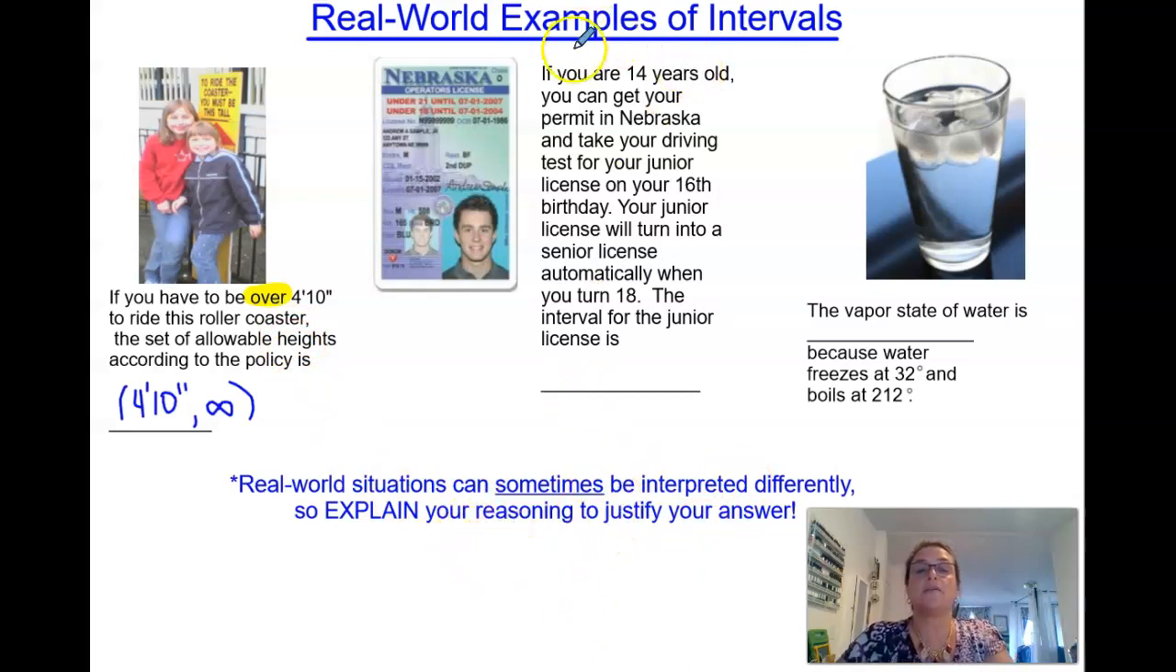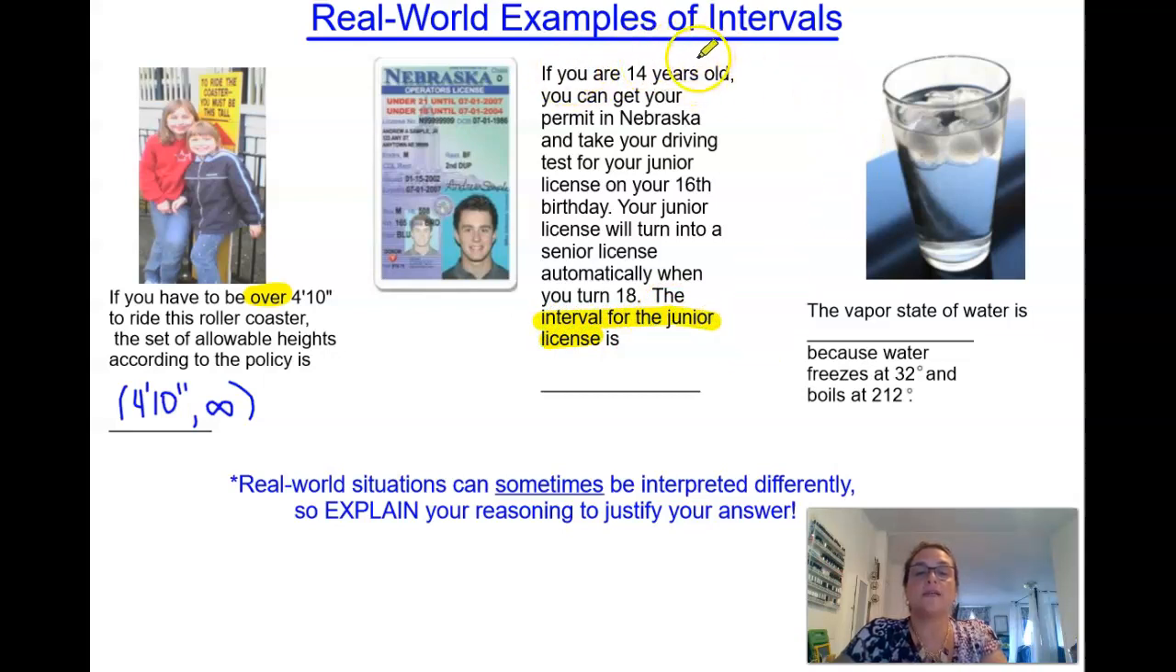Okay, so in the next one, if you are 14 years old, you can get your permit in Nebraska and take your driving test for your junior license on your 16th birthday. Your junior license will turn into a senior license automatically when you turn 18, and we want the interval for the junior license. So there was a lot of information in there. I'm not sure it was all necessary. So let's go back up and see what's relevant to the interval for the junior license, right? That's what we want to focus on.